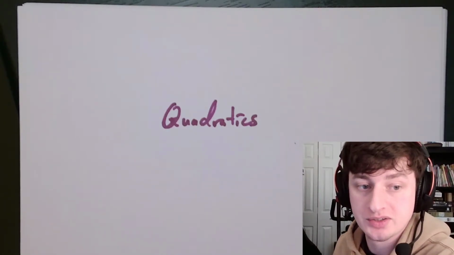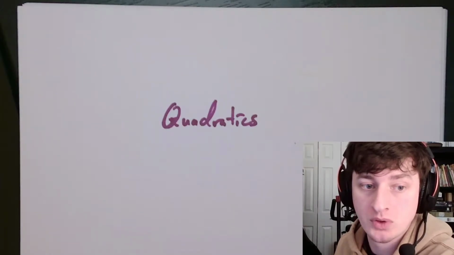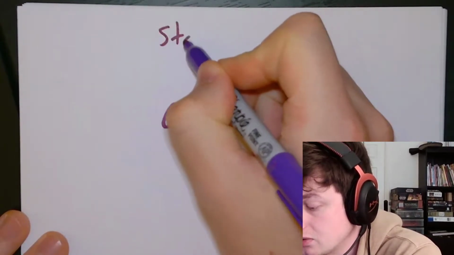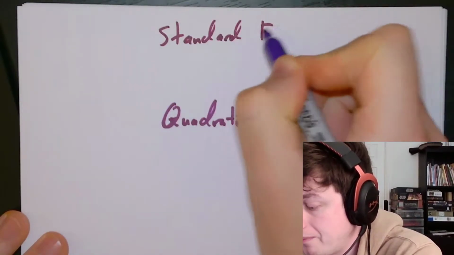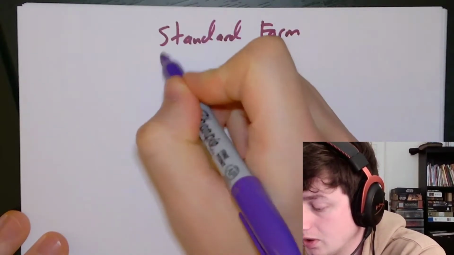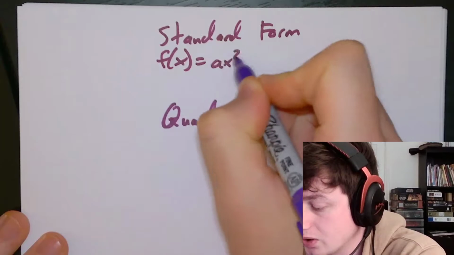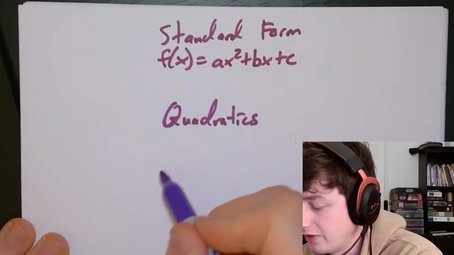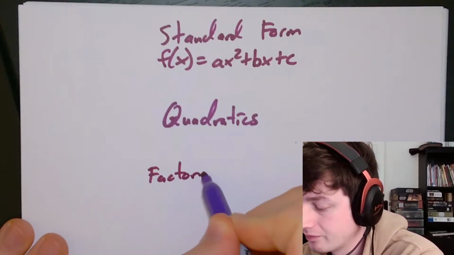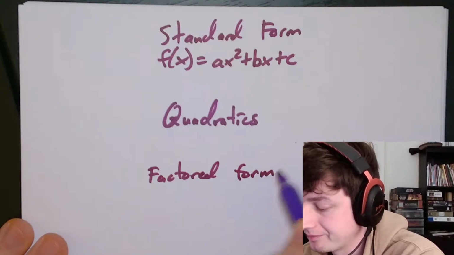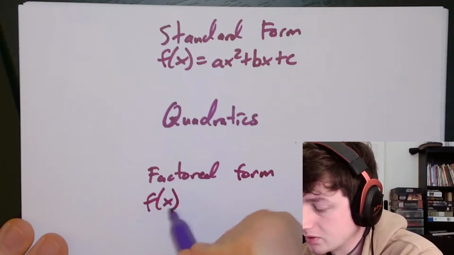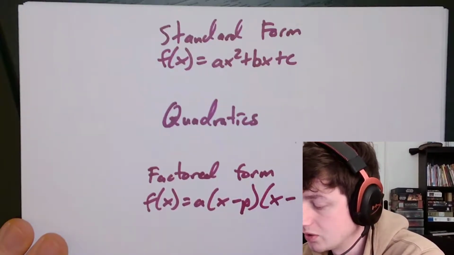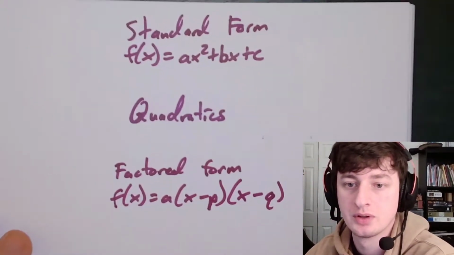All right, so quadratics. And we have a couple forms, right? We're mostly going to be focused on standard form, which is f of x equals ax squared plus bx plus c. And then we have factored form: f of x equals a times (x minus p)(x minus q). And we talked about these both last chapter.